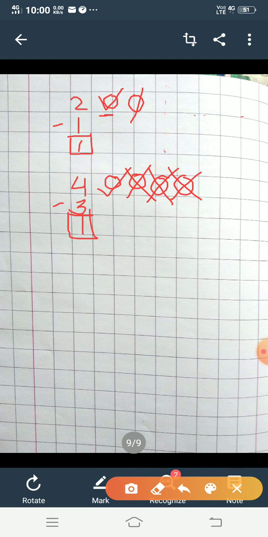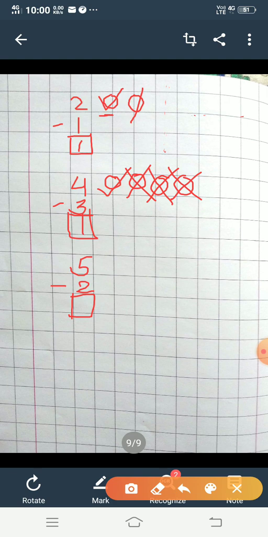See children, how we are doing here? First, we are writing the number in the first box. Then just below that number, the second number in the second box. If we want 5 minus 2, we are writing 2 below the 5, below the 5 box number. And the answer goes in the third box below the 2.